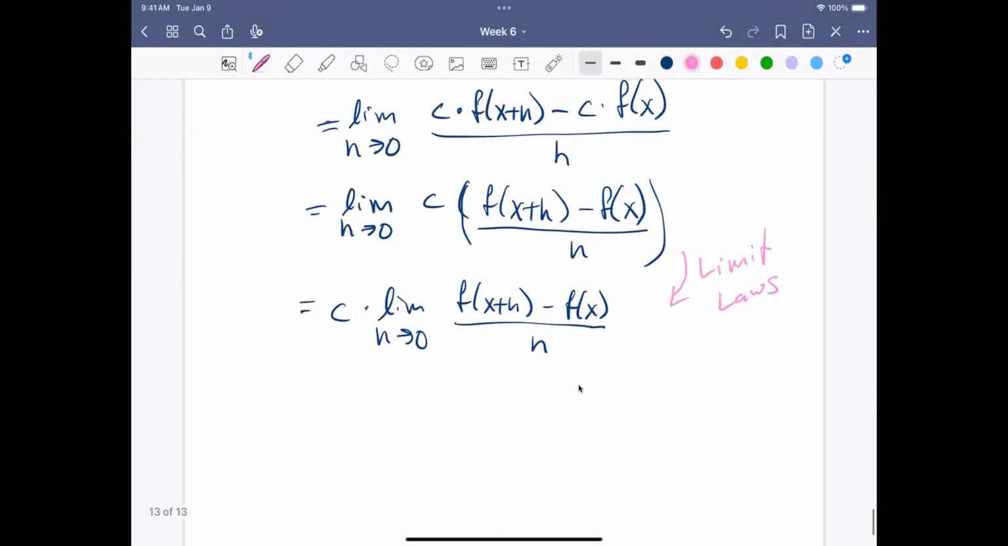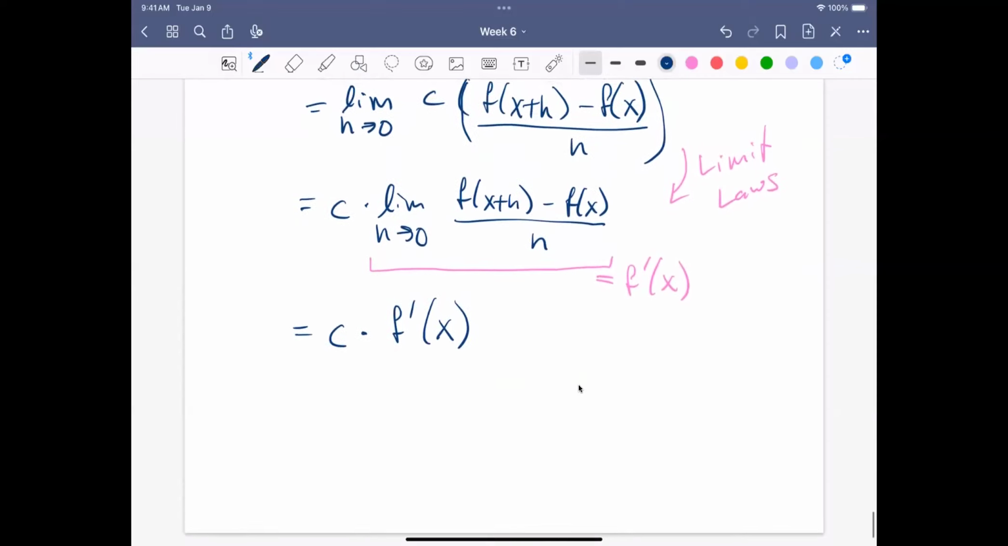Now looking at this, I've got this whole limit of f of x plus h minus f of x over h. And that, of course, is just our definition of f prime of x. And so we get that g prime of x equals c times f prime of x. And so that's our next formula. If I have a constant multiple of a function that I'm taking the derivative of, I can pull that constant out.